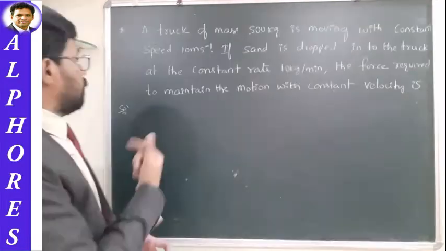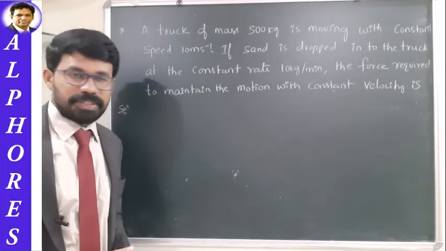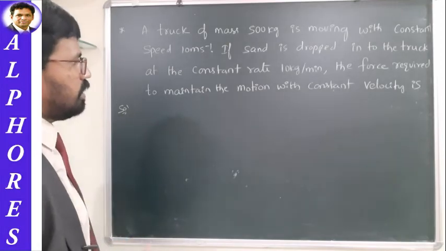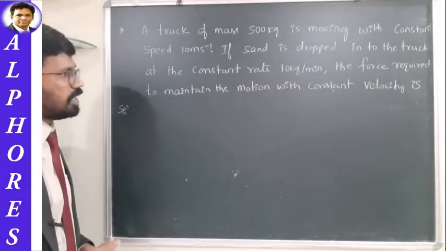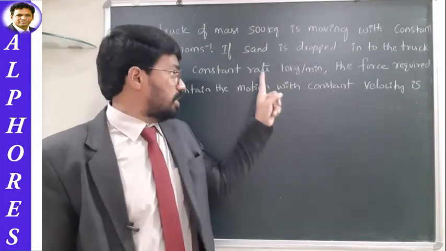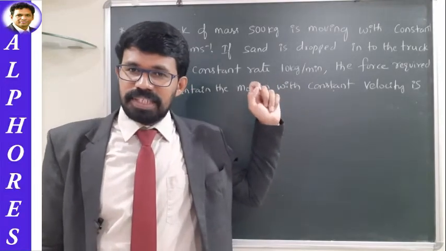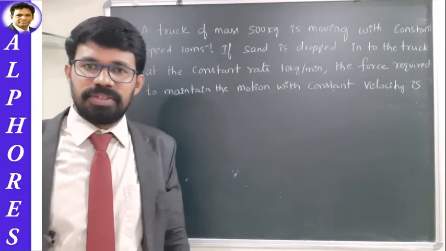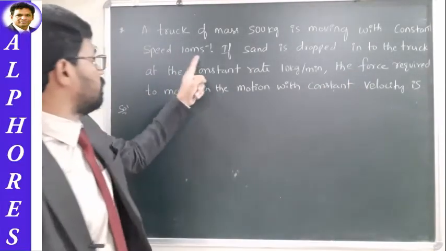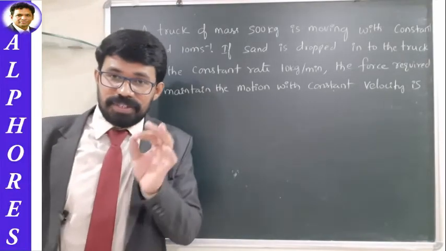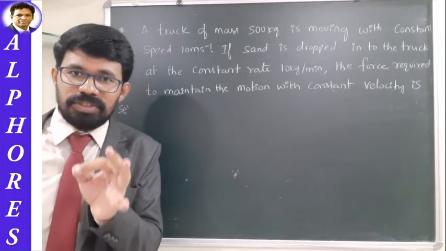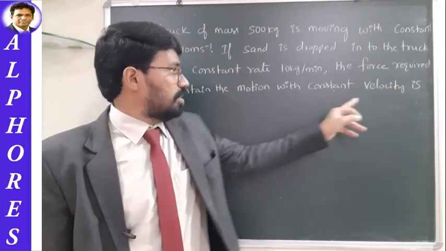Let us try one more question. One more small question connected with variable mass. A truck of mass 500 kg is moving with a constant speed of 10 meter per second. If sand is dropped into the truck at a constant rate of 10 kg per minute, that is, in each 60 seconds of time, 10 kg of mass is falling into the truck, what is the force required to maintain the motion with constant velocity? Whatever velocity it is maintaining, 10 meter per second, if it is supposed to maintain the same velocity, how much extra force does the truck engine have to generate to maintain constant velocity?